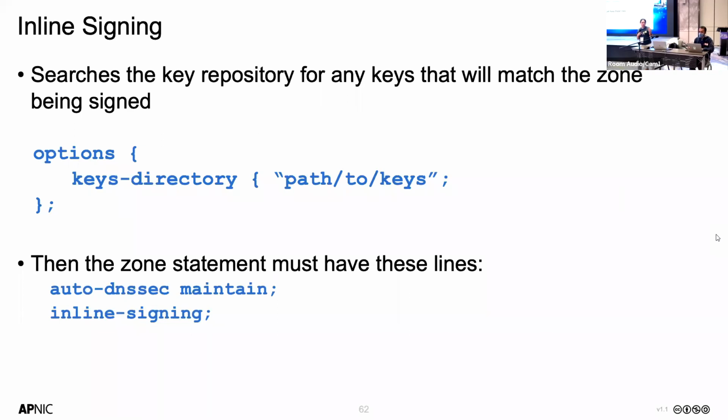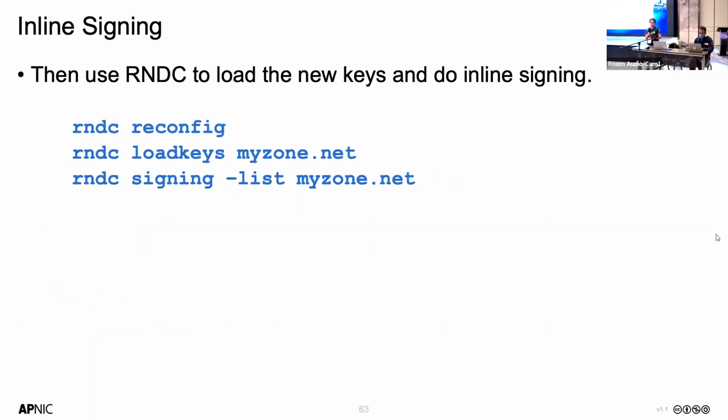When we go into the lab, we will show you this, because both the root and the GTLD for the lab have been configured to use inline signing. So the configuration essentially will have these 3 lines. And then once you have inline signing, you can then use RNDC. RNDC is the remote name daemon controller.